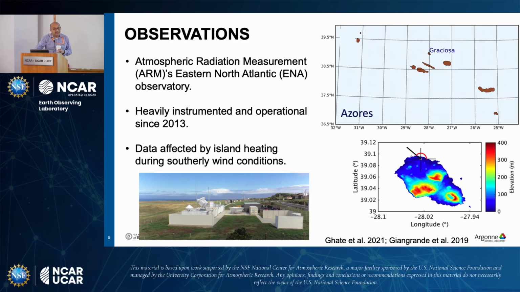From the southerly wind conditions, we do see substantially higher turbulence. The island is much warmer than the ocean, and that's why the mixed layers are much deeper, and the variance of vertical velocity is almost twice as much in the southerly wind condition than in the northerly wind conditions.